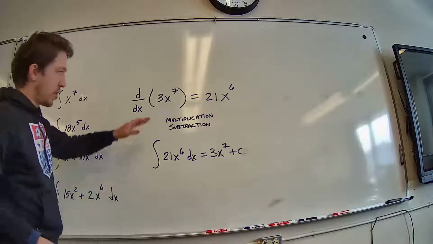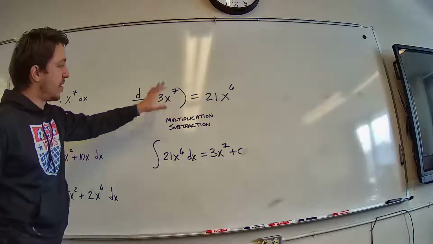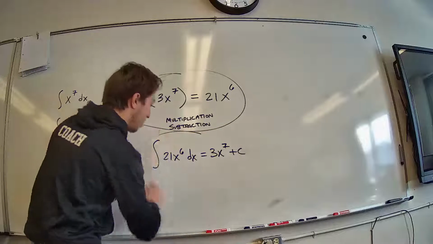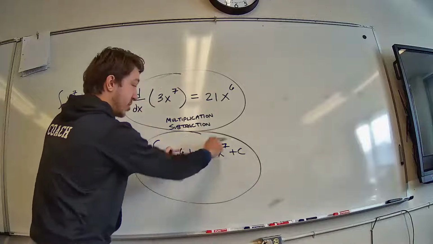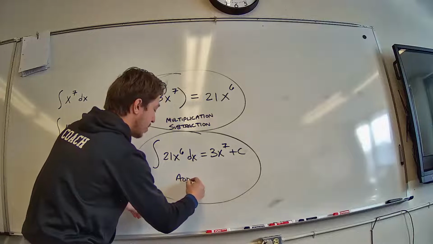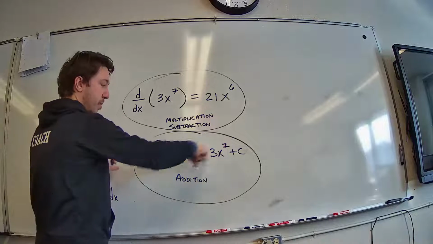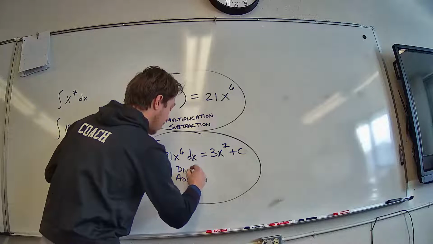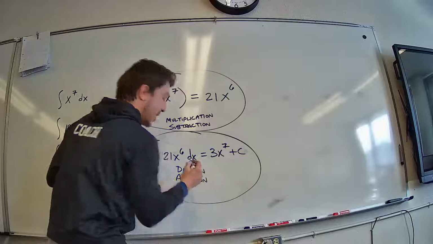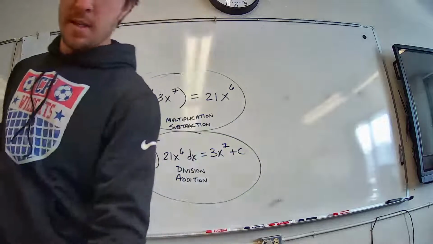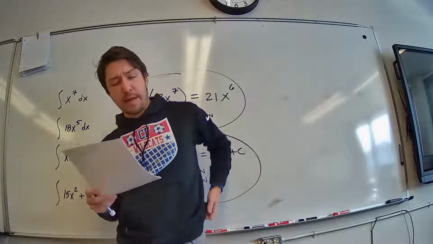Okay, so look what's happening there. The derivative involves multiplication and subtraction, and then the integral involves addition to the exponent, and then division is involved. Like the new exponent is dividing. So don't worry, we'll write the formula in a second. I just want to give you guys a chance to figure it out on your own. It's more fulfilling.